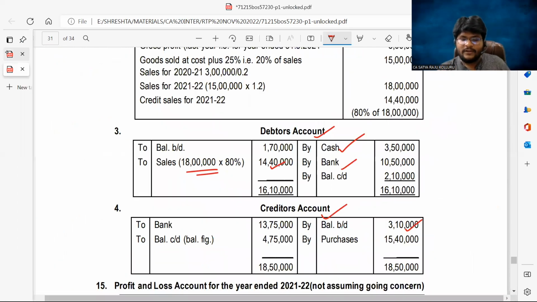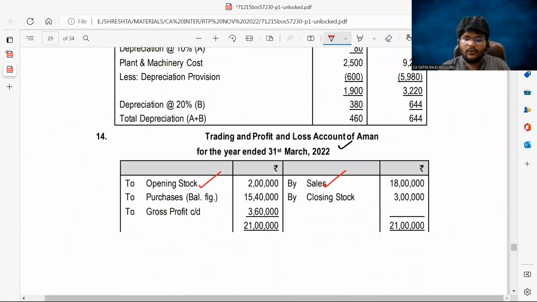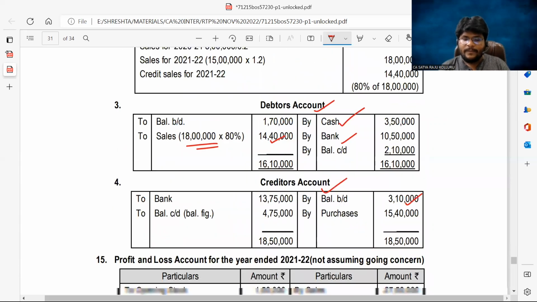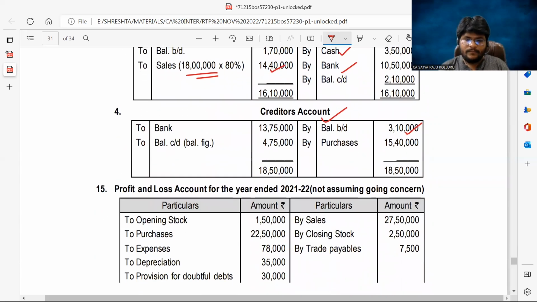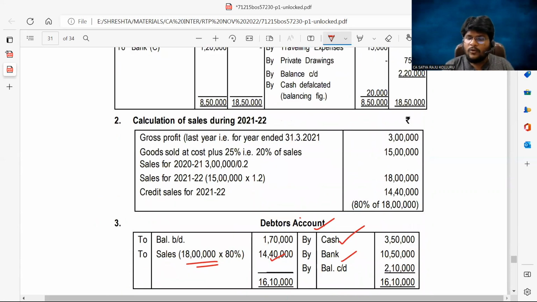Now, after checking, I close the trading account. I know everything about the trading account, including the gross profit, because the gross profit rate was 20%. Now the purchases as the balancing figure, which was 15,40,000. If you know the purchases, post them in the creditors account, by purchases 15,40,000. Then you know the closing balance of creditors, post it in the closing balance sheet. In a similar way, close the debtors account, then you know the closing balance of debtors, put in the closing balance sheet under the asset side.